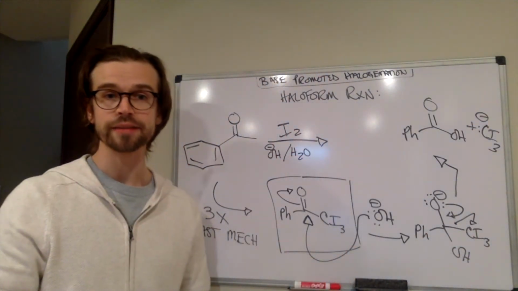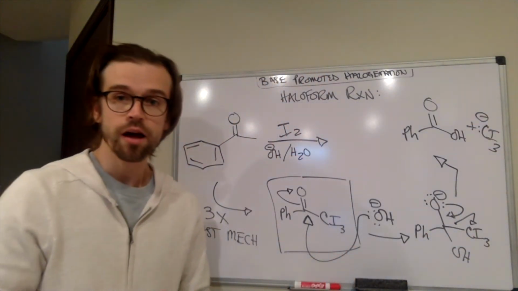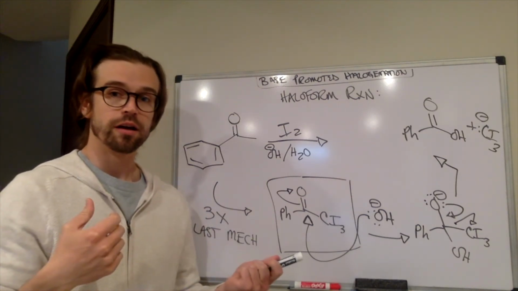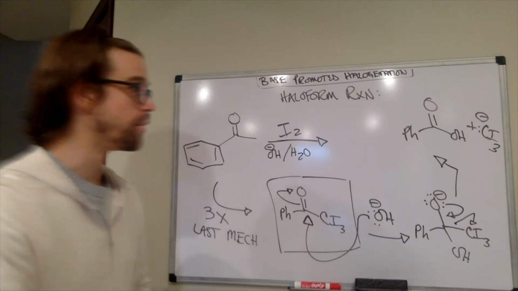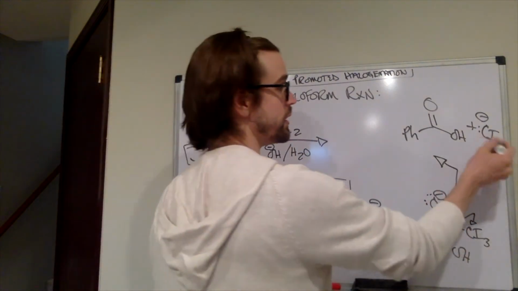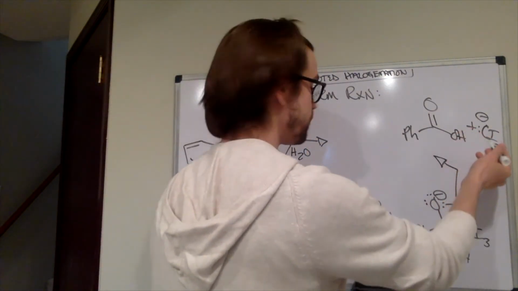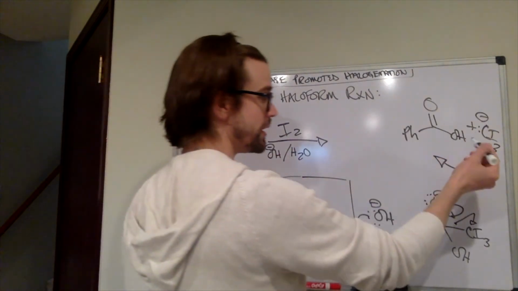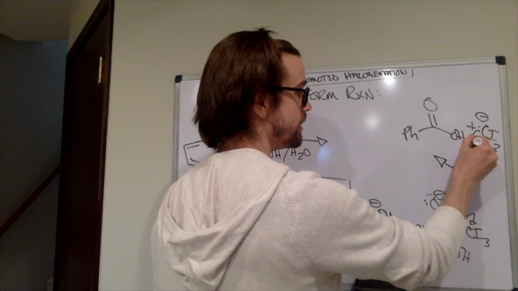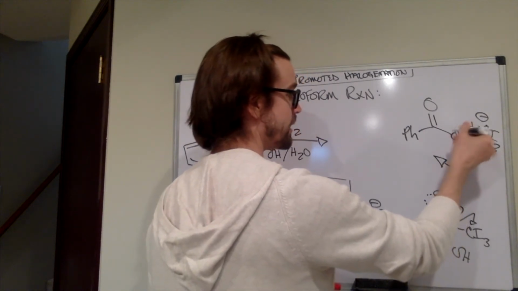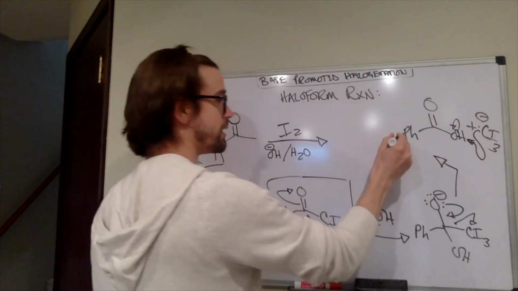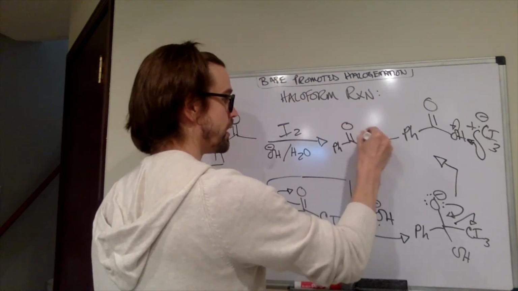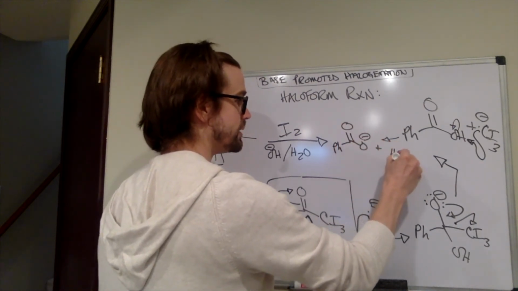CI3 minus is pretty stable by itself, but once we have this carboxylic acid, we now have a strong acid in solution. So what's going to happen here? Well, if we have more OH minus around, that could act as a base, but also this can act as a base and just deprotonate that acidic proton to make the final product of this reaction a carboxylate plus HCI3.